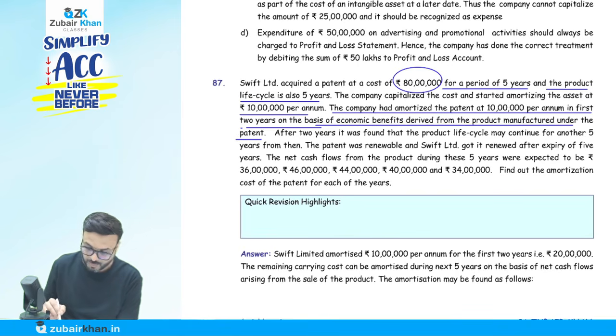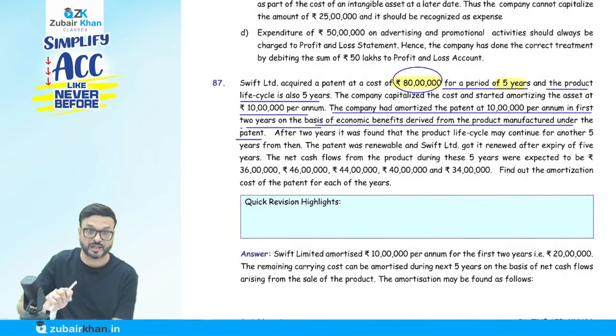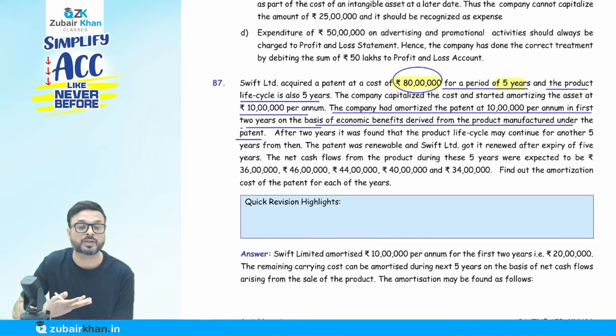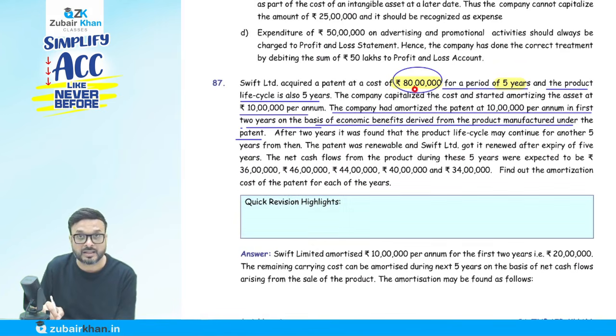Now understand. What is the cost of the product? 80 lakh. What is the life of the asset? 5. Don't tell me 80 divided by 5, SLM. If you know the pattern of the future economic benefit, will you recognize in that pattern? So they say here the 80 lakh they have recognized for the first 2 years, each year 10 lakh. It means they recognized 20 lakh.